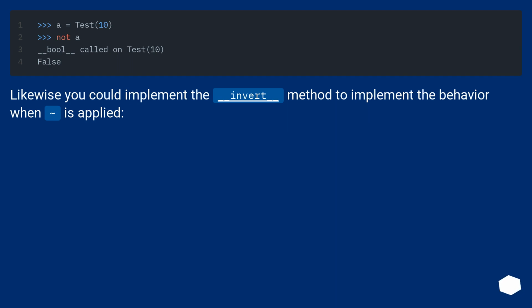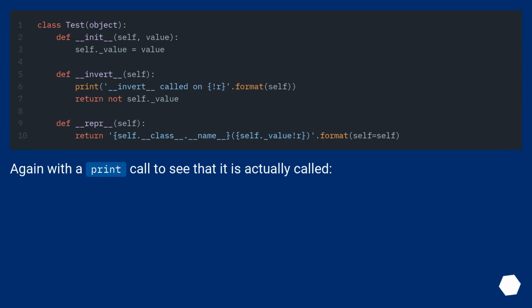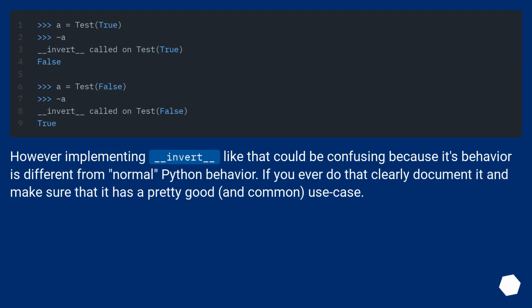Likewise, you could implement the __invert__ method to implement the behavior when tilde is applied. Again with a print call to see that it is actually called. However, implementing invert like that could be confusing because its behavior is different from normal Python behavior. If you ever do that, clearly document it and make sure that it has a pretty good, and common, use case.